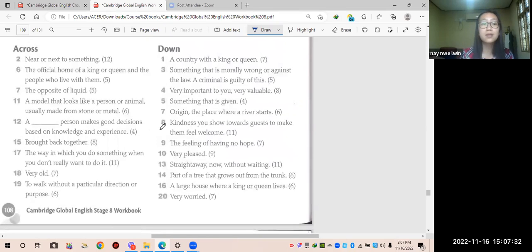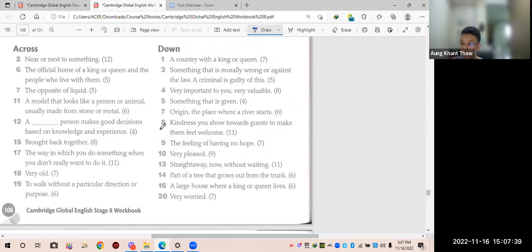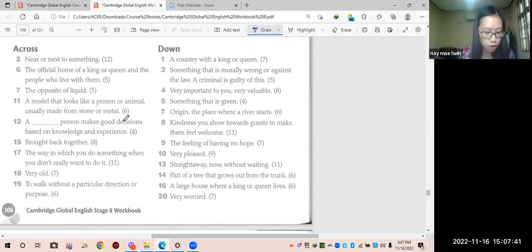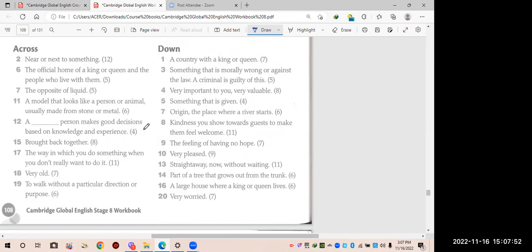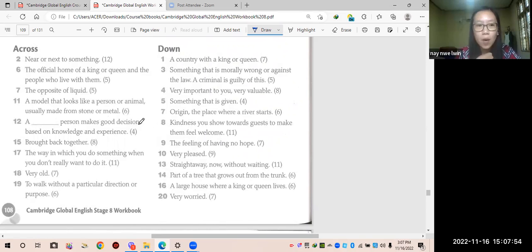So how about number 6, the official home of a king or queen and the people who live with them? Court. Yes, correct. How do you spell that? C-O-U-R-T, court. And the opposite of liquid, that is quite easy. What is that? Solid. Yes. And 11, a model that looks like a person or animal, usually made from stone or metal.